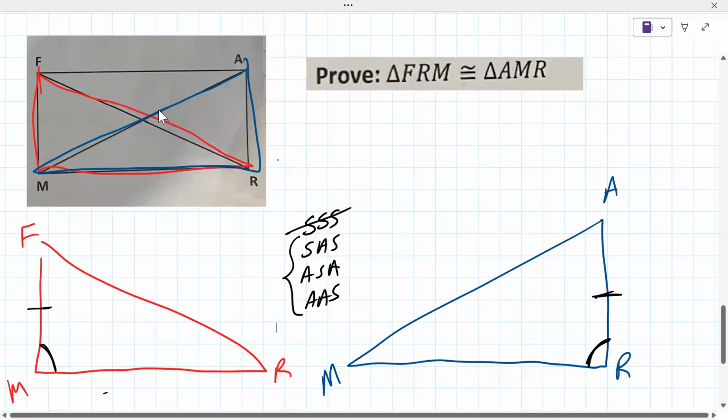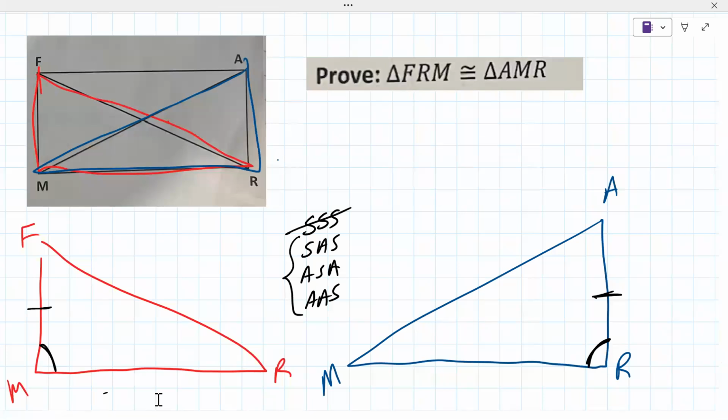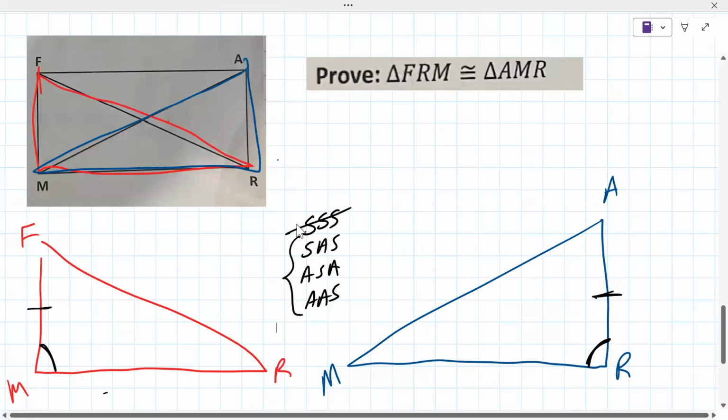But you're trying to prove one of the following: either FR is congruent to AM, or maybe angle F is congruent to angle A. That's what you're trying to prove. You have to get something that works here. Is it possible that these are the only two? No, no. I'm just saying you're trying to prove side, angle, side, angle, side, angle.